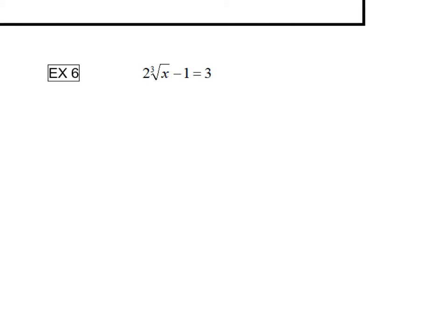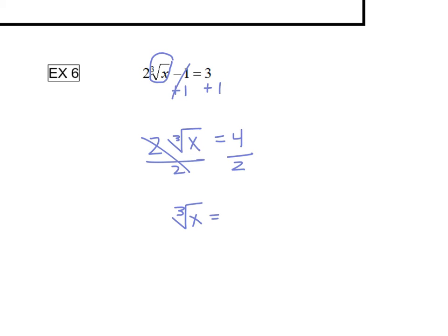All right, our next example, we have 2 times the cube root of x minus 1. So again, we need to isolate the radical, which is right here. We have a 2 and a negative 1 to get to the other side, so we always start with the plus or minus numbers when we solve an equation. So 2 times the cube root of x equals 4. Now we're going to divide both sides by 2. We have the cube root of x is equal to 2.